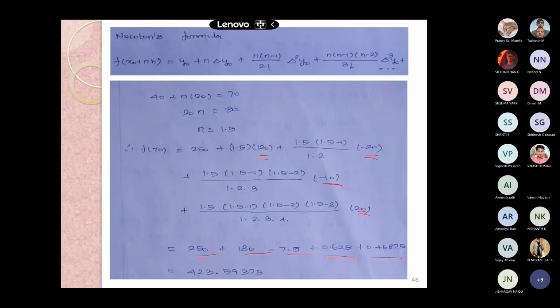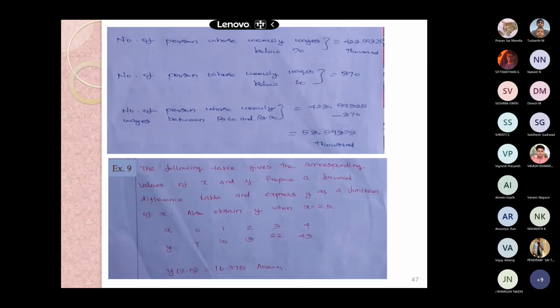If there are any deviations, let me know. We'll disseminate the correct value among all the other 33. So the accumulation would be 423.59375. And this is what? The number of persons whose weekly wages are below 70 is essential.